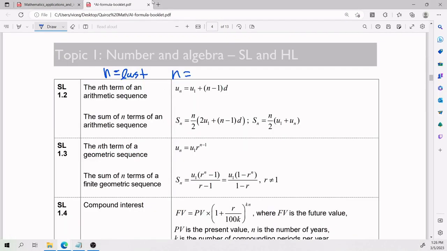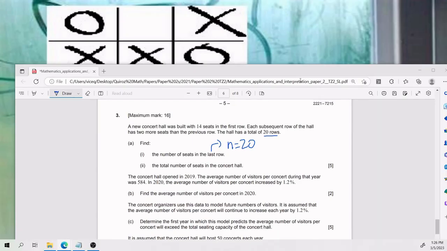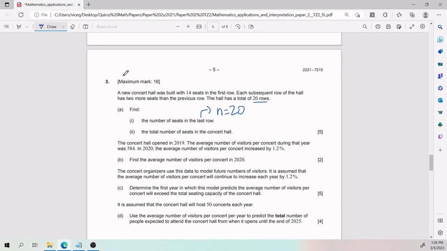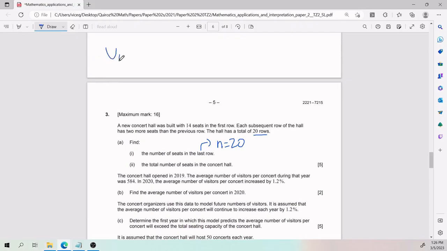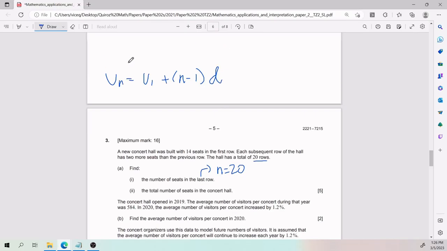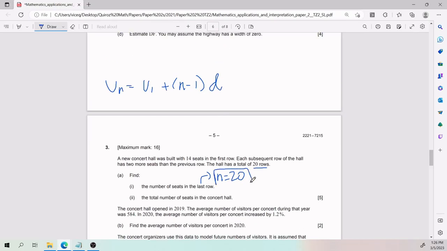Let me take a second and write down this formula real quick, just so that we're all on the same page. The formula is u_n equals u_1 plus (n minus 1) times d. First of all, n is 20, so that is already a good starting point. Let's understand what u_1, n, d, etc. are. n is going to be your nth term. So in this case, n is 20.